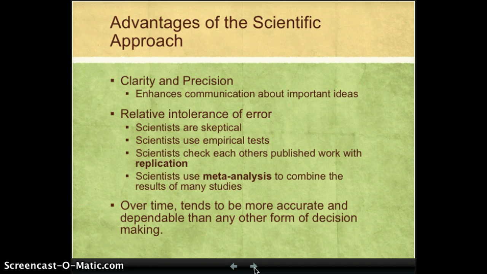Scientists can also use a technique called meta-analysis. This is when we look at the results of many studies, so that we draw conclusions not just from one experiment or one research study, but from many research studies. So that over time, science tends to be more accurate and dependable than any other form of decision making.